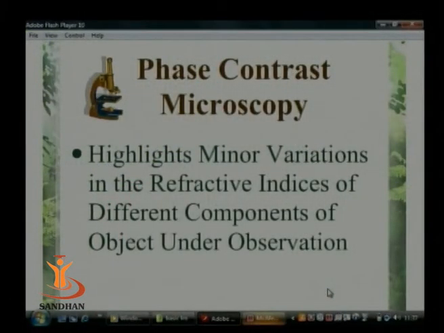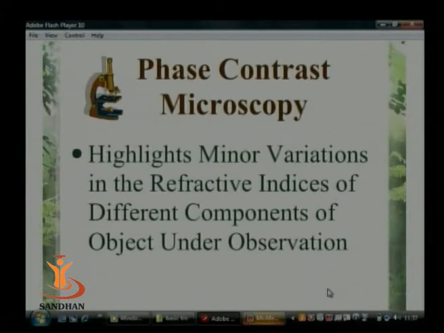Now, microorganisms themselves contain certain cellular structures which are called organelles. These organelles are once again transparent, and it is very difficult to differentiate them from the transparent cytoplasm of the microorganisms. If such differences can be highlighted, then and only then can the internal structures of the microbial cell be visualized. If not, there is no point in studying the internal structures of the microorganisms. Phase contrast microscopy actually has the capacity to highlight those minor, almost negligible variations in the refractive indices of different components of the microorganisms which we are observing.